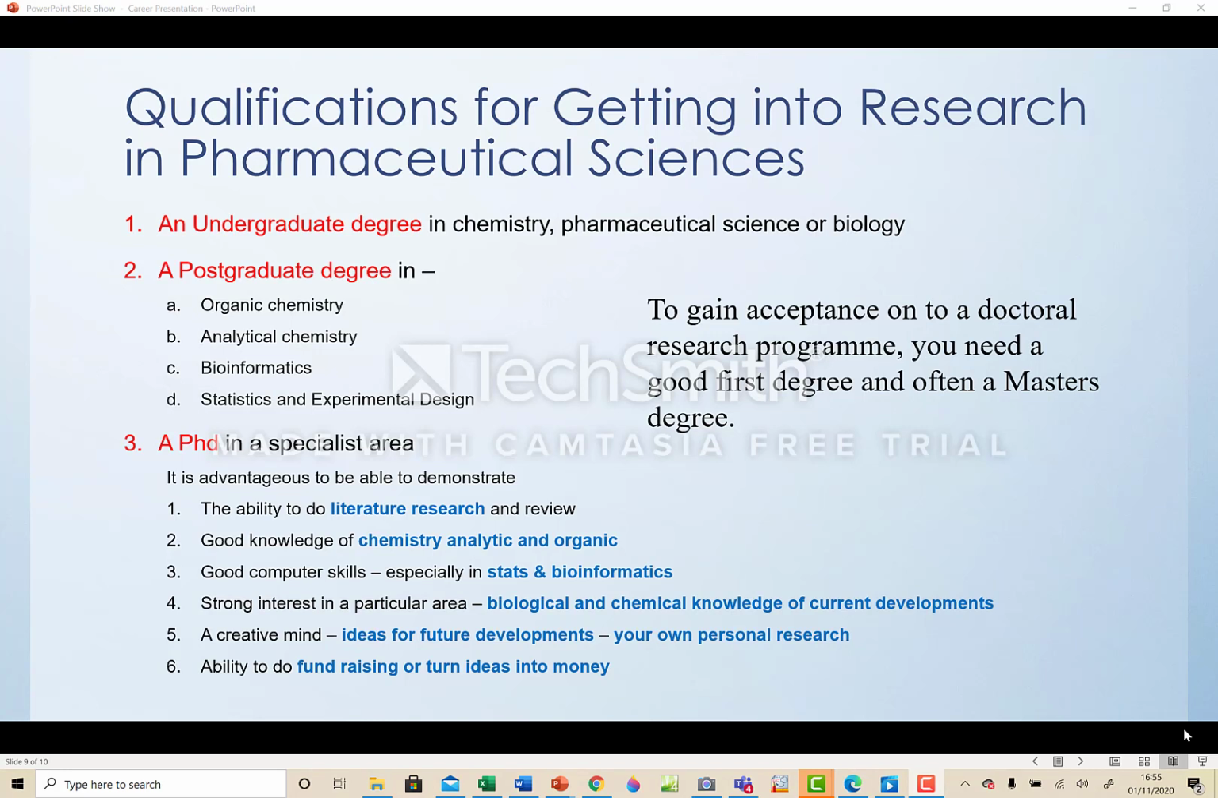It would also be advantageous for you to demonstrate a creative mind, like coming up with your own ideas for future developments, and even having written up your own personal research. And finally, if you can demonstrate ability to do fundraising or turn ideas into money, then that would also be an advantage.